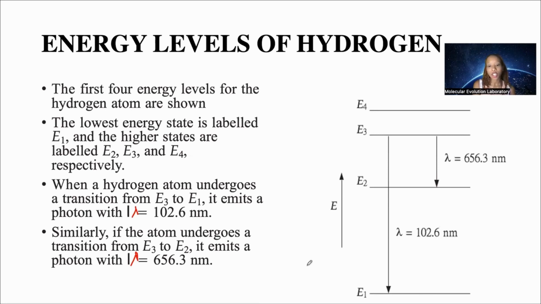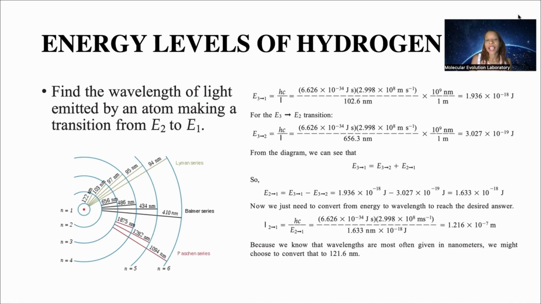Similarly, if the atom undergoes a transition from E3 to E2, it emits a photon with a 656.3 nanometer wavelength. Find the wavelength of light emitted by an atom making a transition from E2 to E1. So basically, you're trying to find the wavelength that the electron emits moving from the E2 energy state to the E1 energy state, from a higher energy state to a lower energy state.